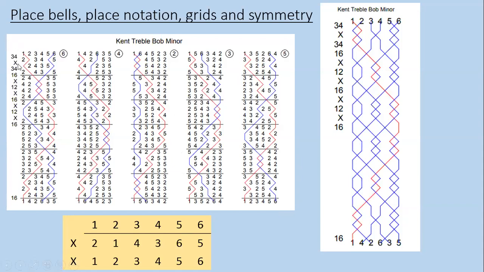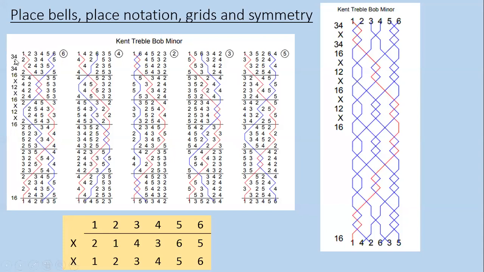Just to talk a bit about method structure before we have a look at a worked example of how you might put a method together. I mentioned at the beginning about place notation. What place notation does, that's this string of numbers and crosses down the side, is it describes the work of the method in a lead of a method. And it goes up to this point here when the treble is at the back, is lying behind.